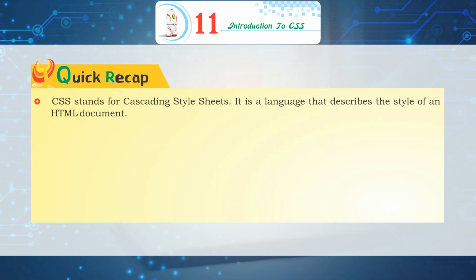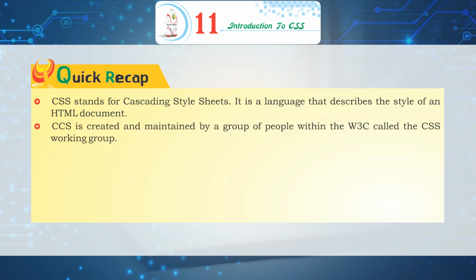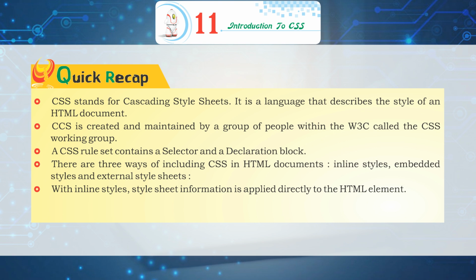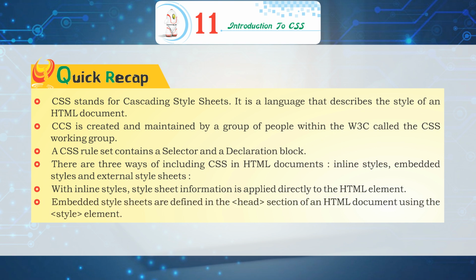Quick recap. CSS stands for Cascading Style Sheets. It is a language that describes the style of an HTML document. CSS is created and maintained by a group of people within the W3C called the CSS Working Group. A CSS rule set contains a selector and a declaration block. There are 3 ways of including CSS in HTML documents: inline styles, embedded styles, and external style sheets. With inline styles, style sheet information is applied directly to the HTML element.